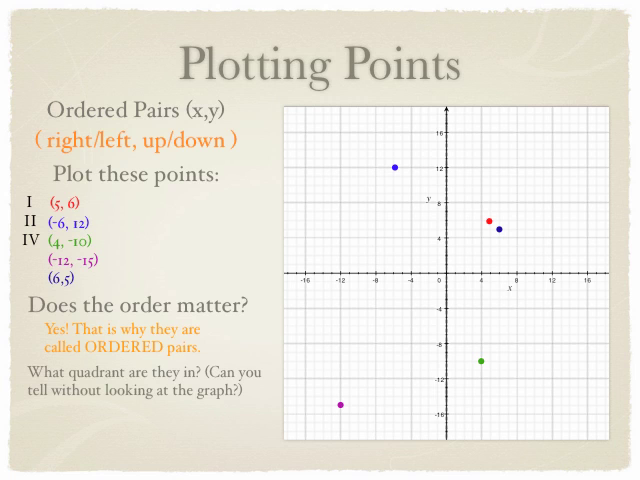For the purple, I'm going to the left and then down, so I know it'll be in quadrant 3. And the navy blue point, I go up and I go right, so it will be in quadrant 1.